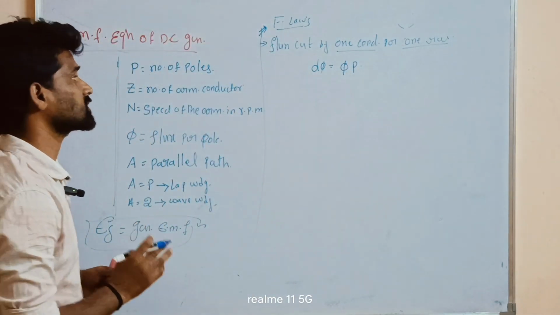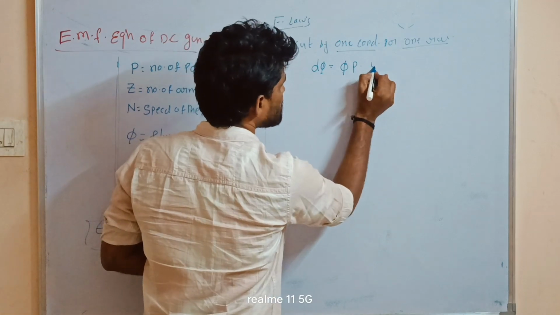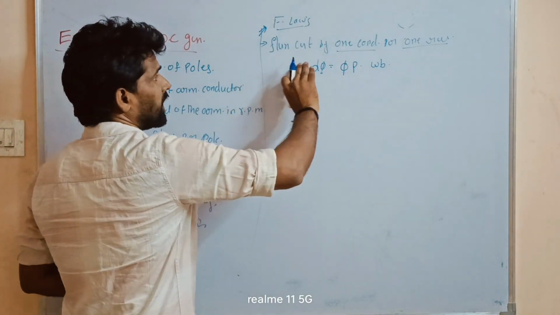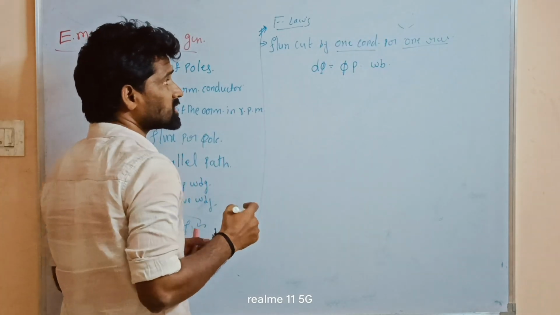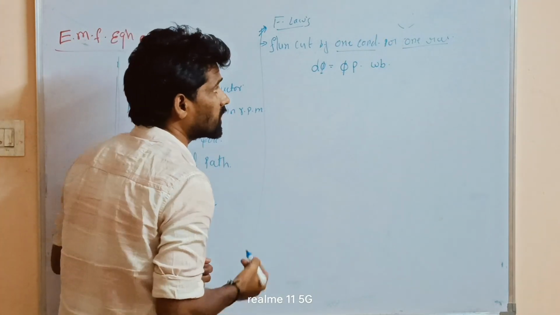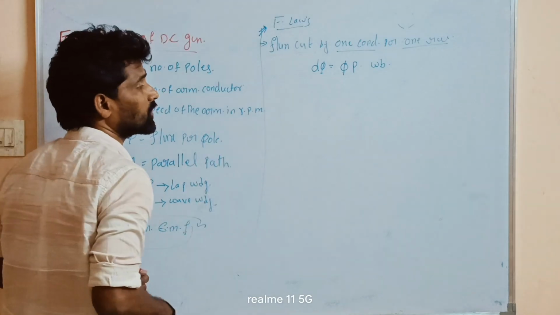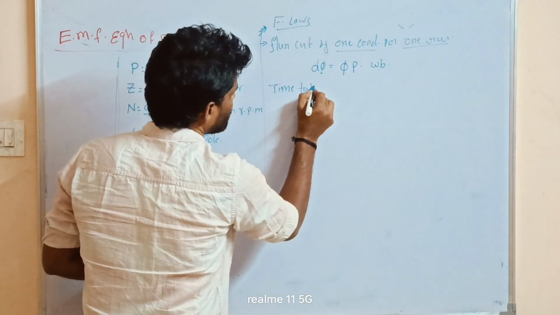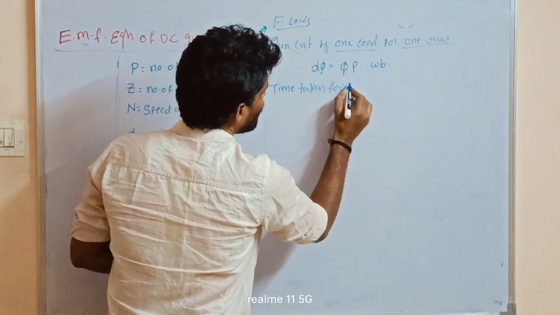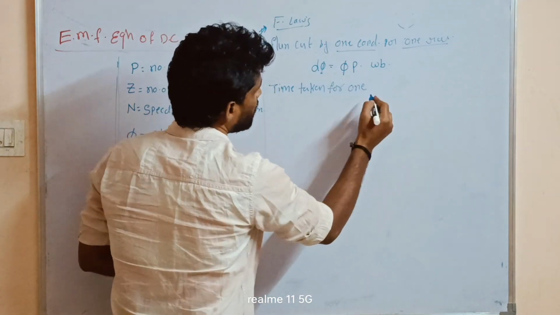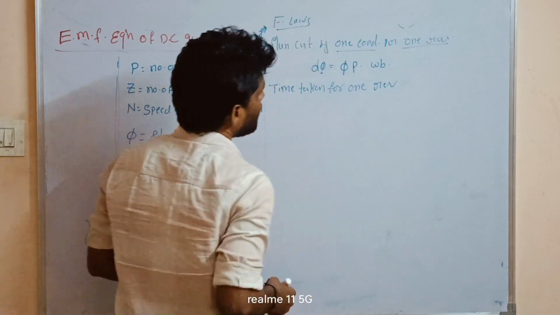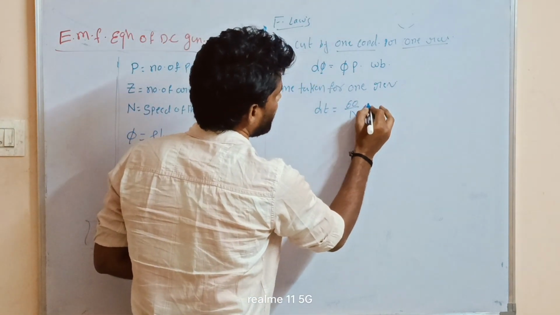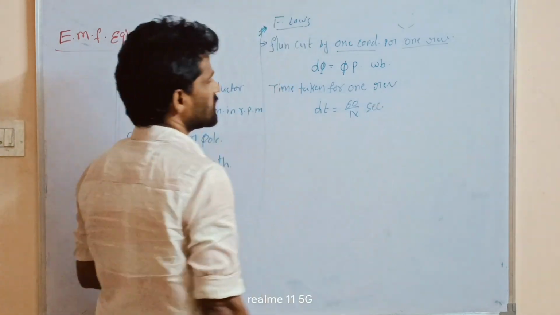Pi into flux, so we take dΦ, that is in Webers. Units is Webers. So that is the flux cut by a conductor. Similarly, next it completes one revolution. So how much time will be taken for one revolution? That is the time taken for one revolution, that is dt. So it is 60 by N in seconds.